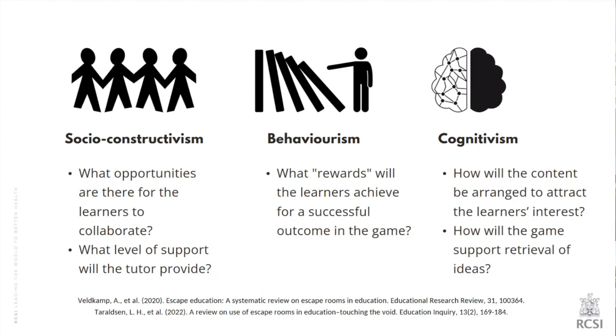If we take a cognitivist approach, that is the idea that learning is very much information processing, and how we bundle the information, how we present the information, and what the learner does with that, how they take that and use that and upload it into their own mental schema. So it makes us think about our content. If we want our learners to learn a new topic or revise a topic, how will we arrange that? How will we, first of all, arrange it in a way that attracts the learner's interest?